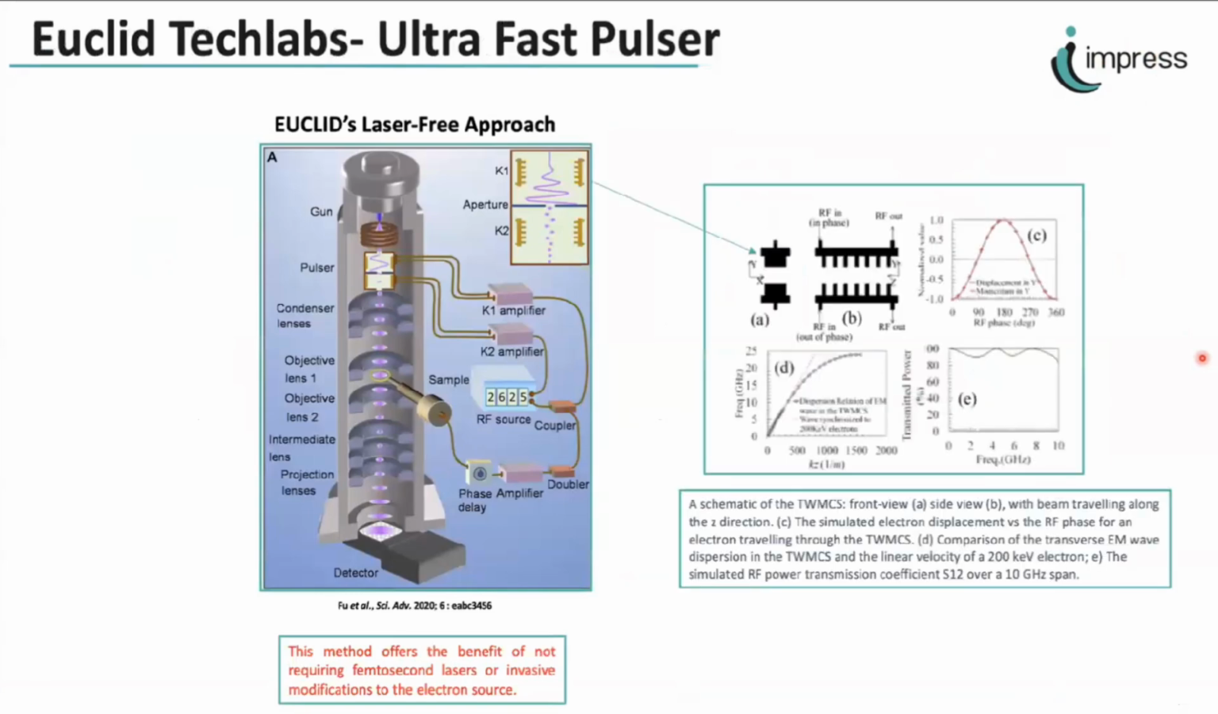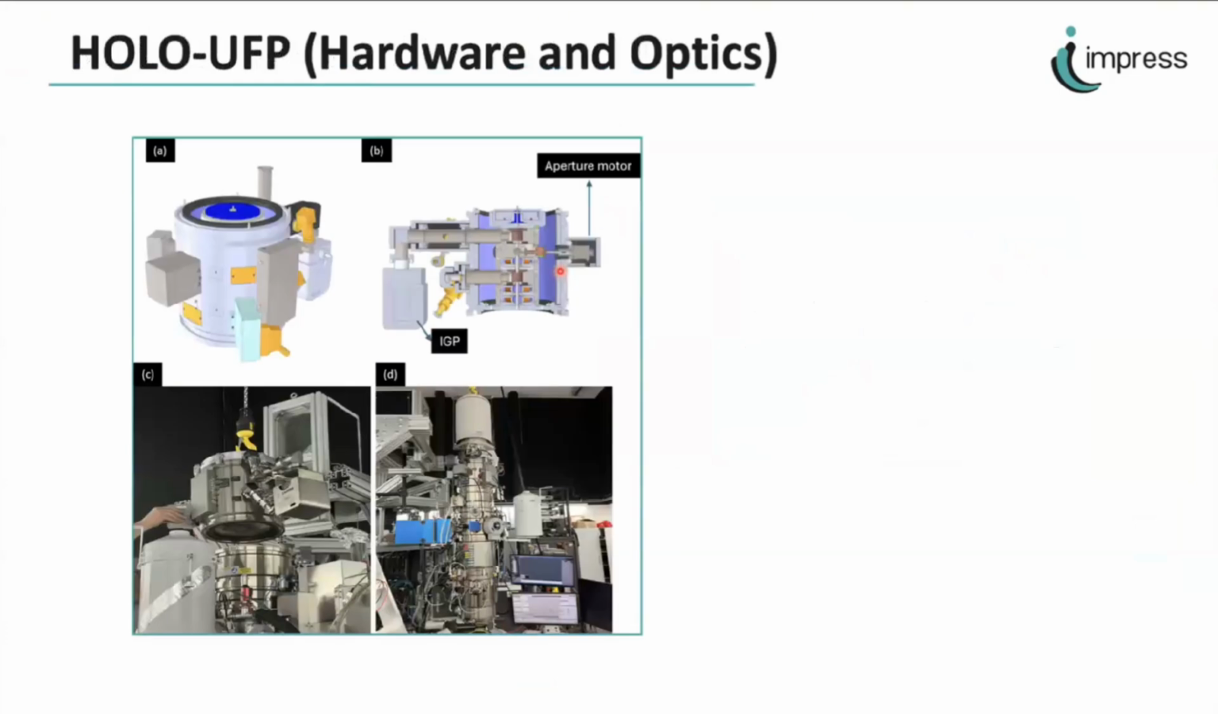Okay. In Jülich, we have worked with Euclid Tech Labs, and we installed an ultra-fast pulser from their technologies based on two kickers, which work based on microwave cavities. The first one sweeps the beam, then we have an aperture to create pulses, and the second kicker will provide stationary electron pulses. This is the hardware of the cavity.